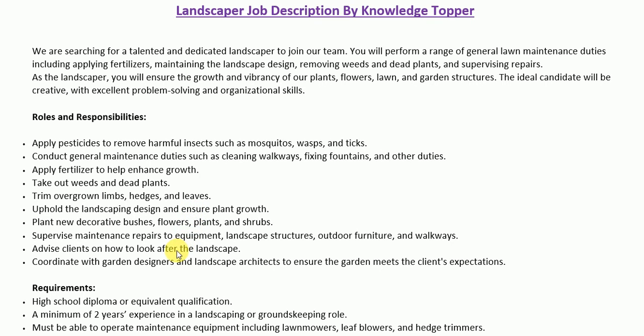After this particular section, we have the requirement, or you can say qualification, section. This section includes the education, skills and sometimes experience requirements that a potential candidate must have in order to qualify for a job of a landscaper.